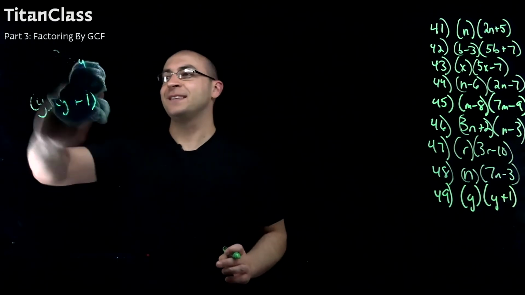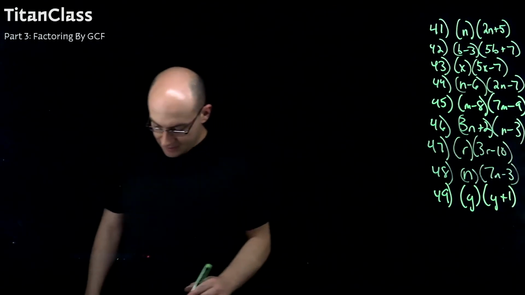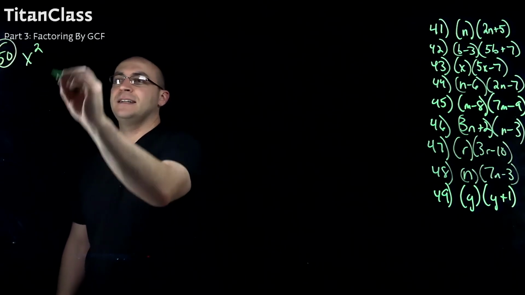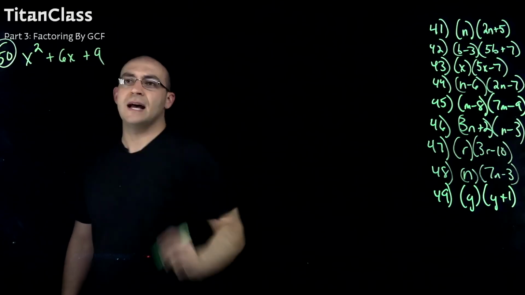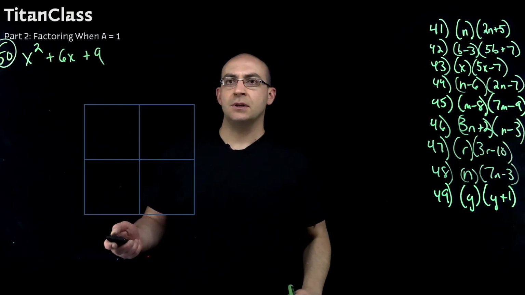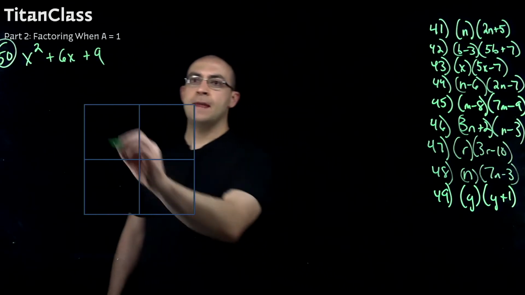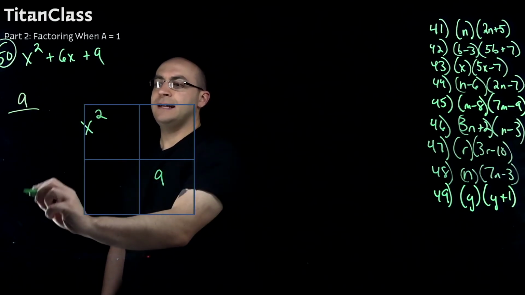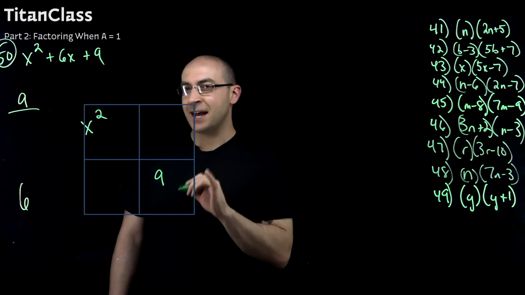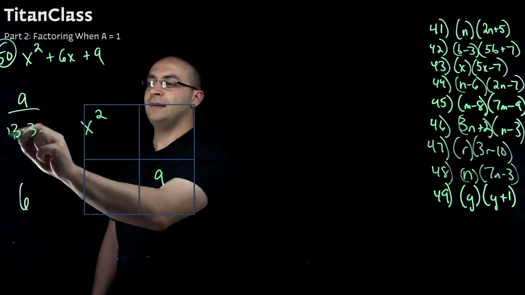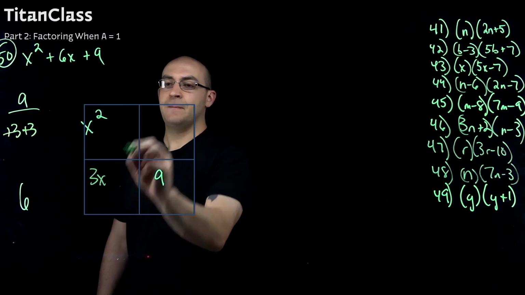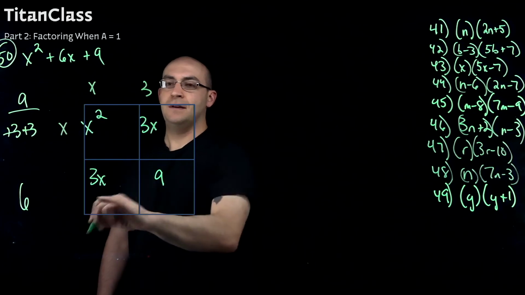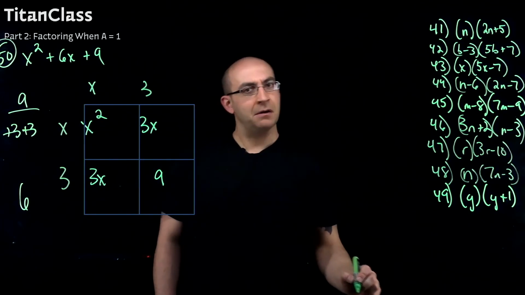Final problem of this marathon. X squared, number 50, plus 6x plus 9. A is 1, so I need factoring when A is 1. X squared, 9. 9 to get 6. 3 times 3, and they're both plus.